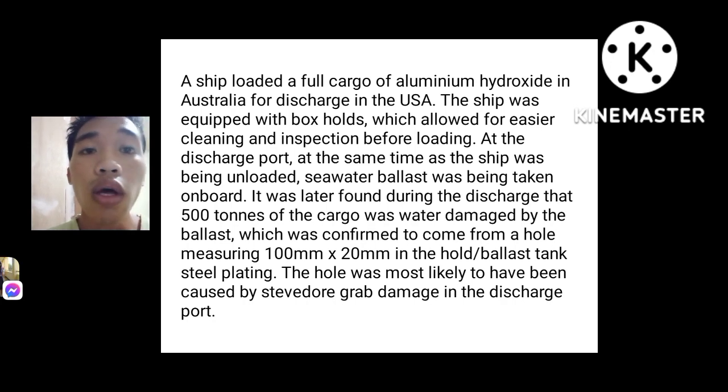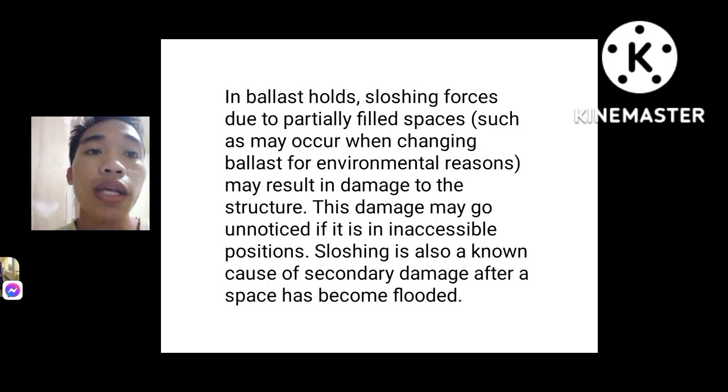The hole was most likely caused by steel door grab damage in the discharge port. In ballast holds, sloshing forces due to partially filled spaces, such as may occur when changing ballast for environmental reasons, may result in damage to the structure. This damage may go unnoticed if it is in an inaccessible position. Sloshing is also a known cause of secondary damage after a space has become flooded.